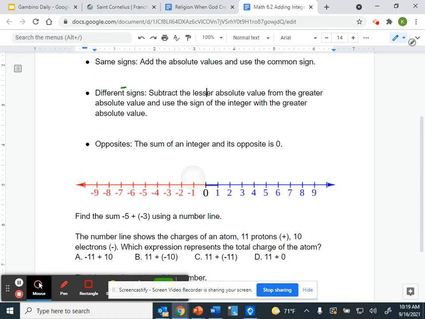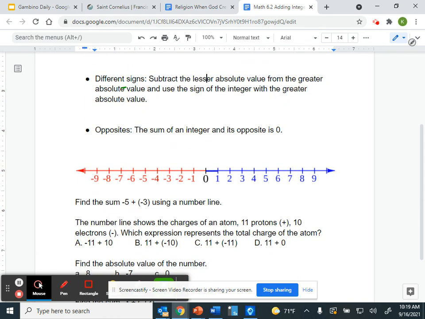So we had the same signs, and then we had the different signs. You can use that number line. Remember, for those different signs, if it was 5 plus that negative 4 equals 1, because we used that number line, we went to the right for the positive, to the left for our negative.